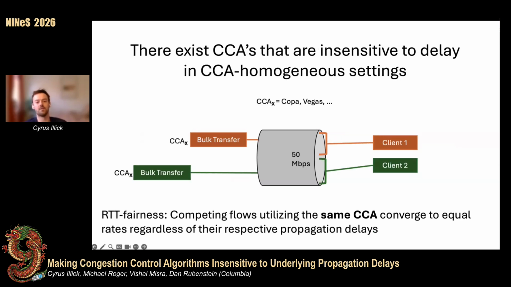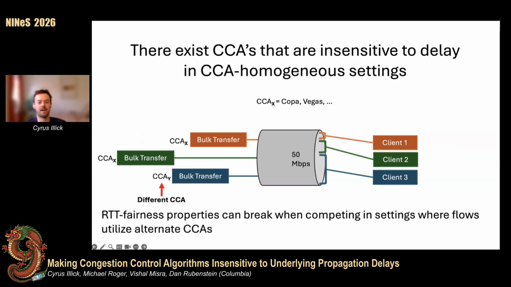There are some CCAs which are designed to converge to delay insensitive rates, in that provided that all of the competing flows utilize that same CCA, they will converge to equal rates regardless of their respective propagation delays. However, this requires that all competing flows utilize that same CCA, and in settings where they compete with a flow which utilizes a different CCA, the flows can again become sensitive to their propagation delays. And it remains the case that most applications will use popular CCAs such as BBR and Cubic, which can achieve larger rates in these heterogeneous settings.